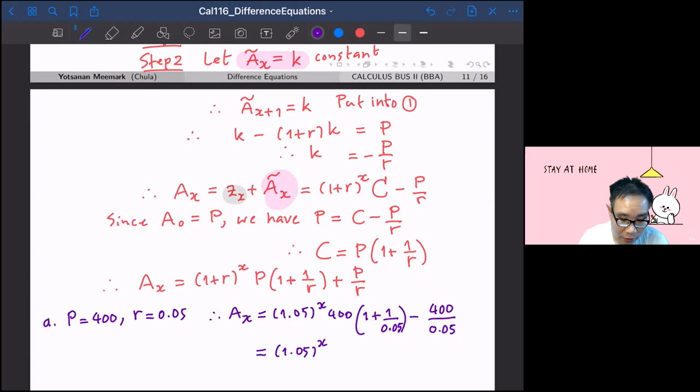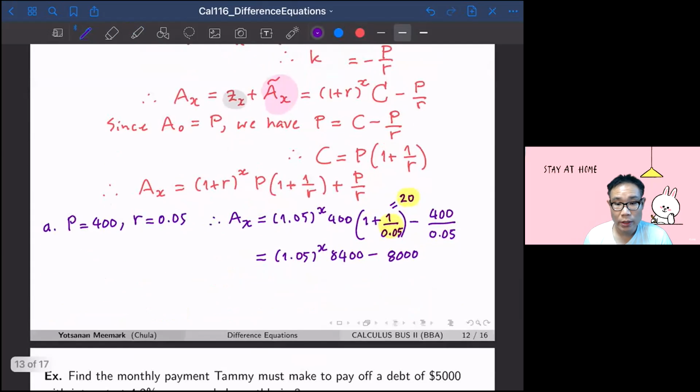So this guy is equal to 20, right? So this guy equal to 20. So for this one, it's going to be 400 times 21, which is 8,400, minus 8,000. Okay, so this one will be the amount of money that you have in the bank. Okay, so you have x greater than or equal to 0.